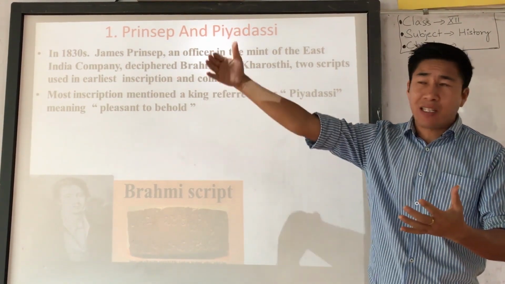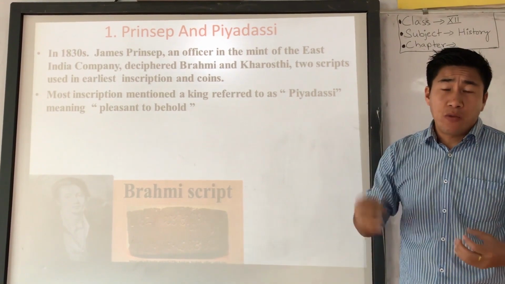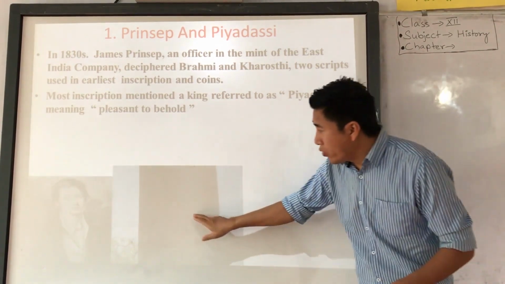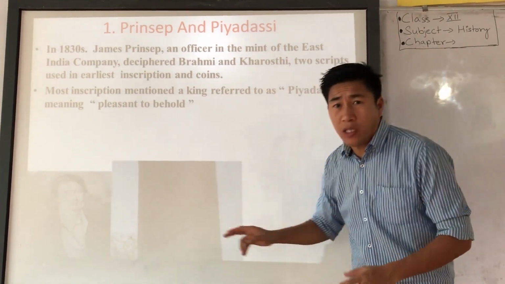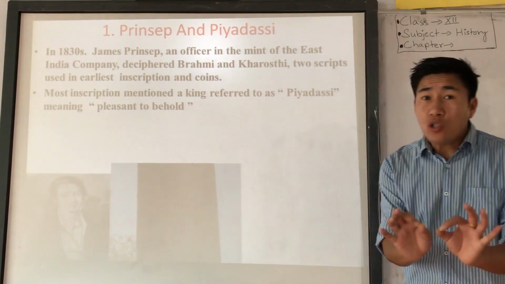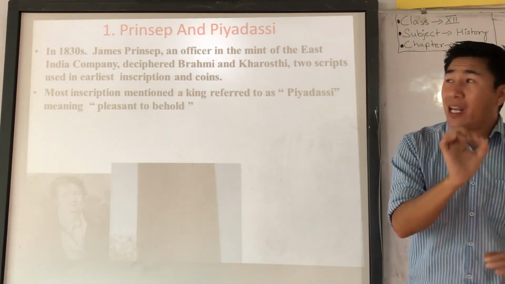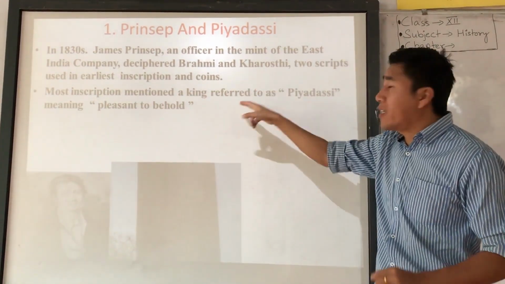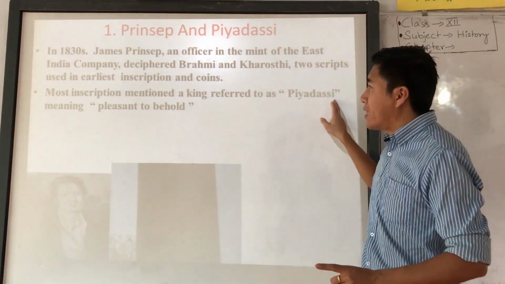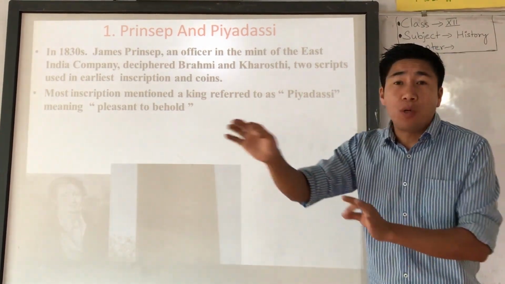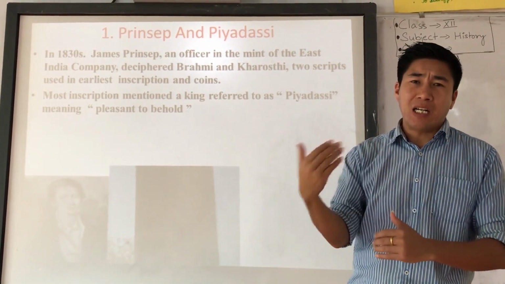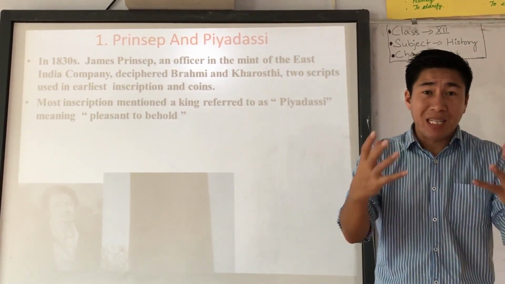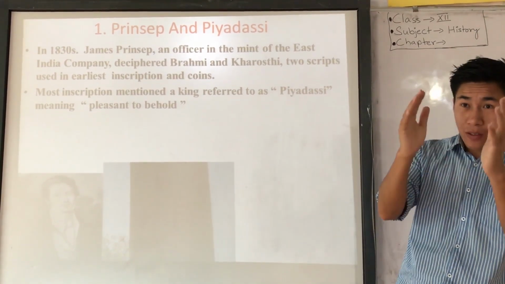Then 1840, 1850, 60. There were many inscriptions found written in Bahami and Kharosthi script, written on the pillars or on the rock edicts, right? Most of these inscriptions contained the name of a king called Priya Dasi. Now see, most inscriptions mention a king referred to as Priya Dasi, meaning pleasant to behold, right? In easy English, you can say good looking. Priya means pleasant, beautiful, and Dasi means darshan, view.